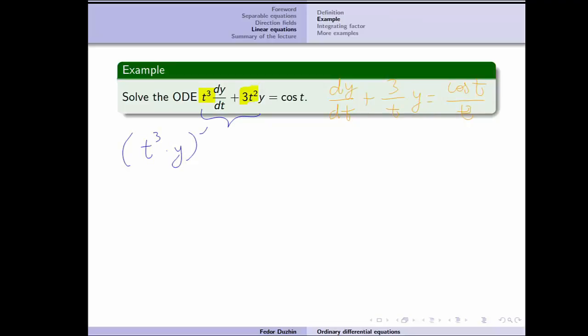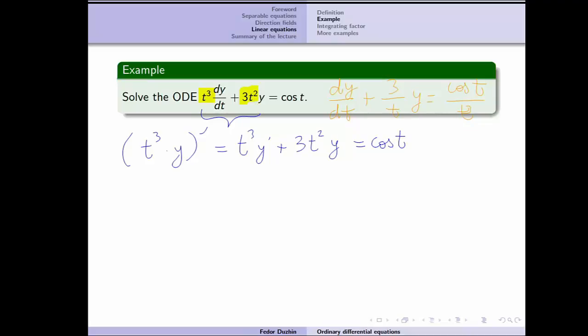Well, indeed. If you don't believe me, let's try to verify it. If you differentiate the product t cubed times y by the product rule, then you'll get t cubed times y prime plus the derivative of t cubed, which is 3t squared, times y. Correct? That's exactly the left-hand side of our differential equation, and it is supposed to be equal to cosine t.